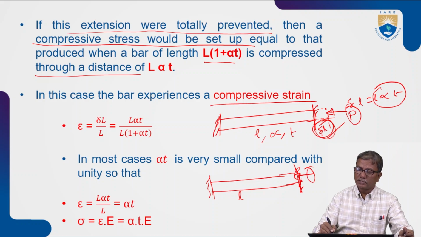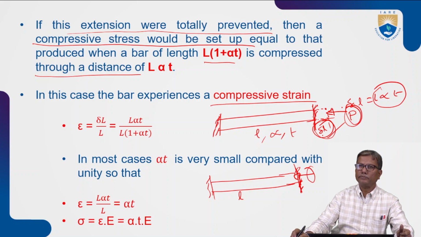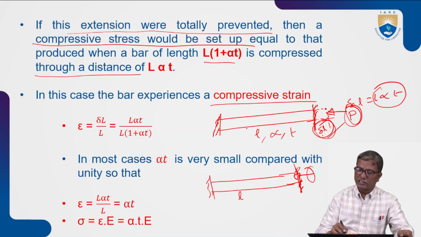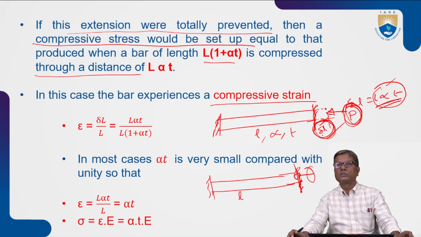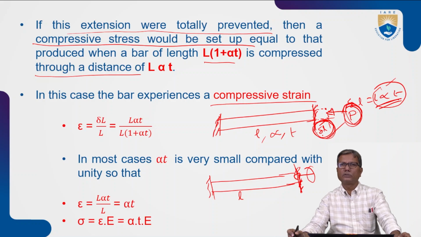Okay, that means if it is free to expand, it expands by delta L, and as the support is preventing it from expansion, it develops a force P. In other words, if it is initially free to expand, it expands by delta L, and let P be the force which causes a compression in the member of delta L given by L alpha T. So this force P is the force required to produce a contraction of delta L in the member after being expanded due to temperature.